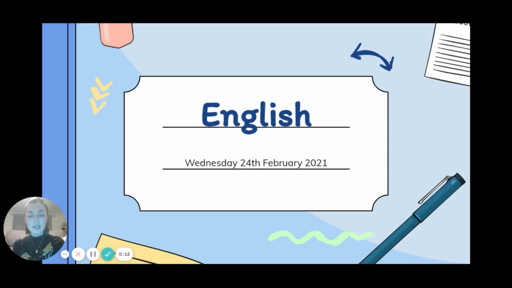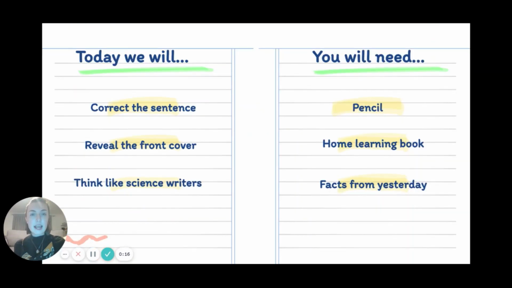Today is Wednesday, the 24th of February 2021. Today we are going to correct the sentence and then I'm going to reveal the front cover of our new book. Then we are going to think like science writers. You will need your pencil, your home learning book and also the facts that you wrote down in yesterday's lesson. So pause now and grab those things.